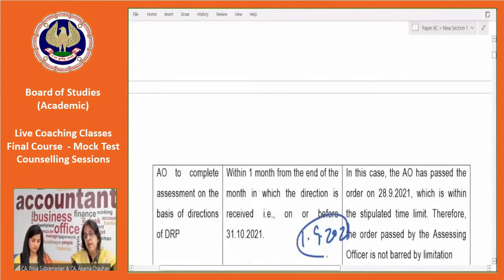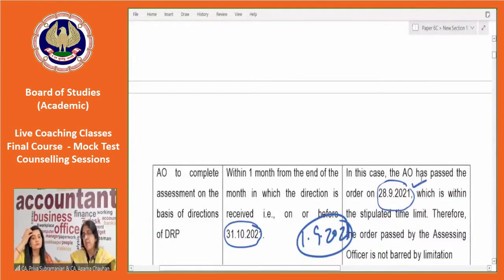We saw DRP has given. So it's not 1 month from 1/9/2021, but 1 month from the end of the month, from 30/9/2021, which is on or before 31/10/2021. By this time, the AO has to complete the assessment. Now, in this case, AO has passed it on 28/9/2021, so it's before 31/10/2021. So it is within the stipulated time limit.